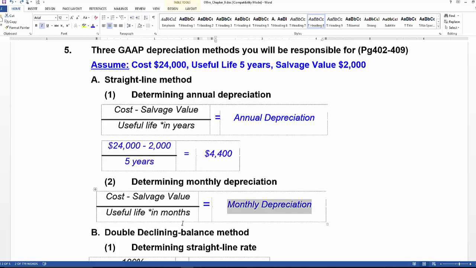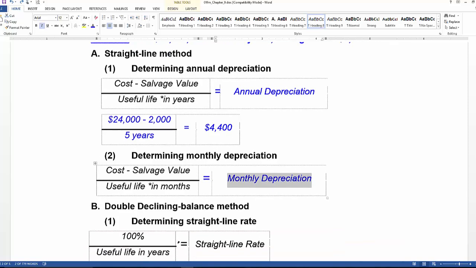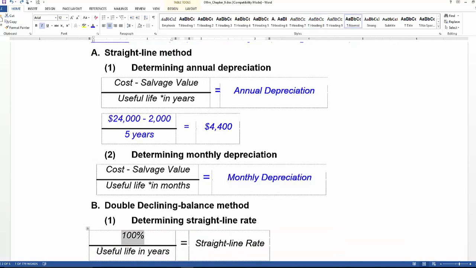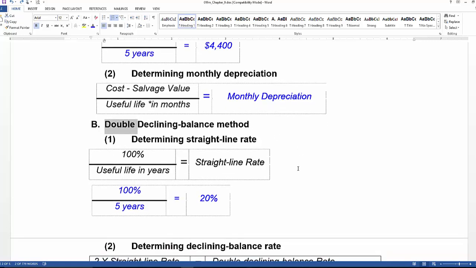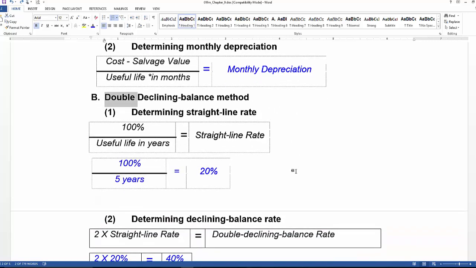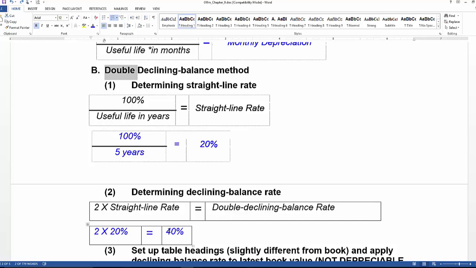Double declining balance method, probably the most complex method. You have several steps you have to go through. First, you have to get the straight line rate, which is 100% divided by your useful life in years. So in our case here, that's 100% divided by 5, or 20% per year. But then we have to double it because it's the double declining balance method. So take that 20% and double it, and you'll get 40%.